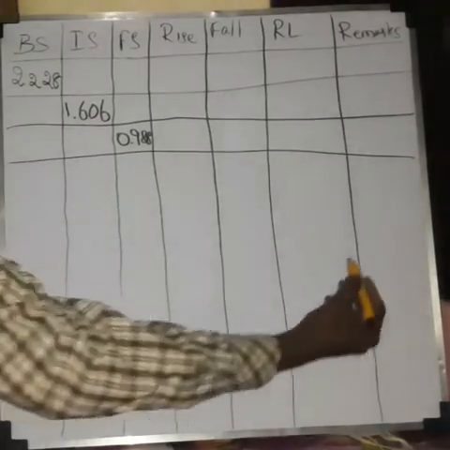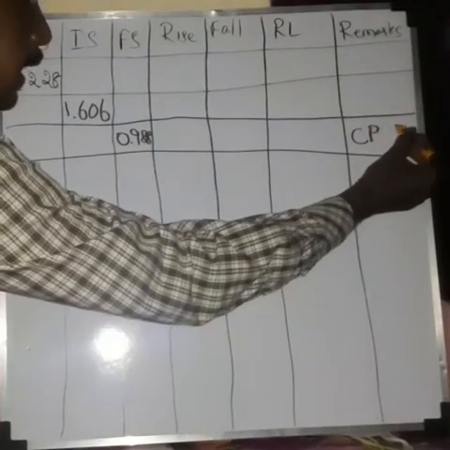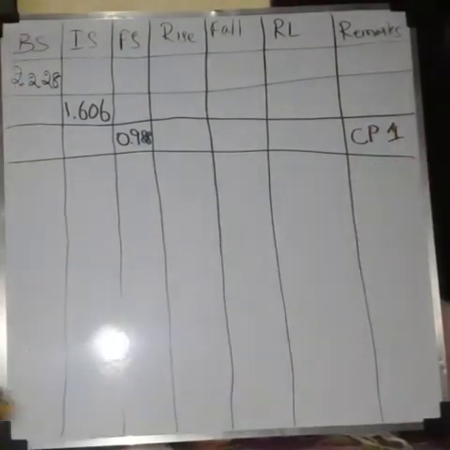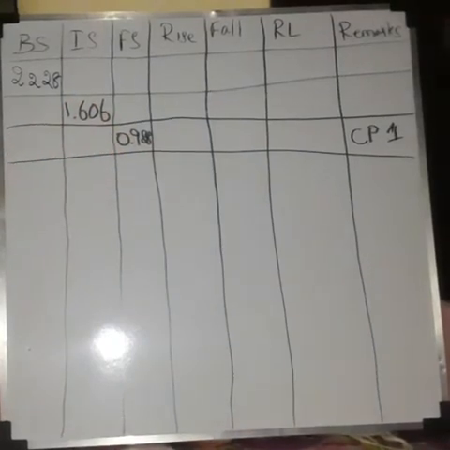So I can write in the remarks column: this is change point 1, because after the third reading, the instrument has been moved to station 2. Then from station 2, another 3 readings were observed. After the 6th only, the instrument has been moved to another station. So the readings observed at station 2 are 3 readings.